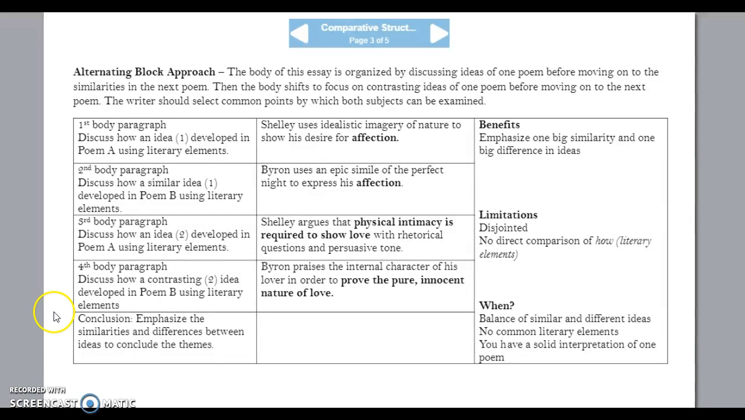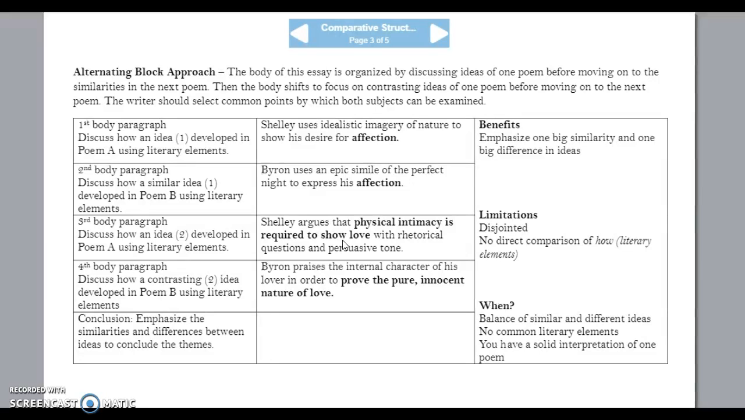In this example, let's take a look. I use the Shelley and the Byron examples. Shelley uses idealistic imagery to show his affection. Byron uses an epic simile to show his affection. So the ideas are similar, but the methods are different, and that's why I chose to block them and then alternate. In the second half of the essay, I'd focus on how Shelley argues that physical intimacy is required to show love, with rhetorical questions in a persuasive tone.